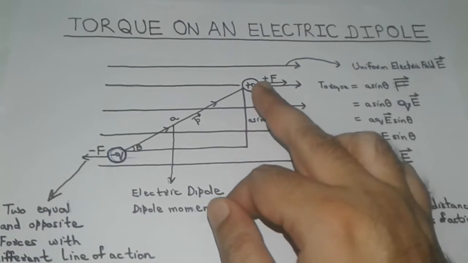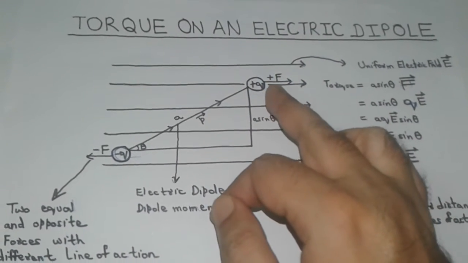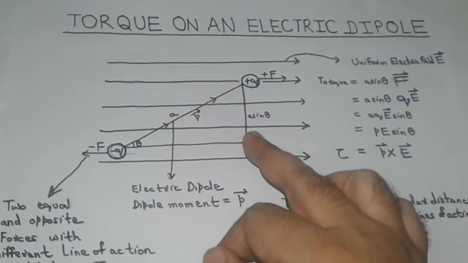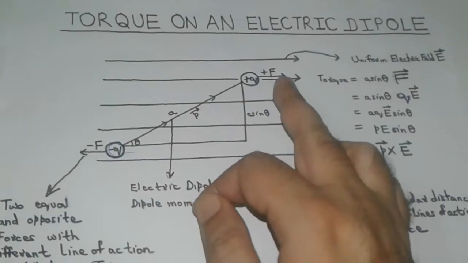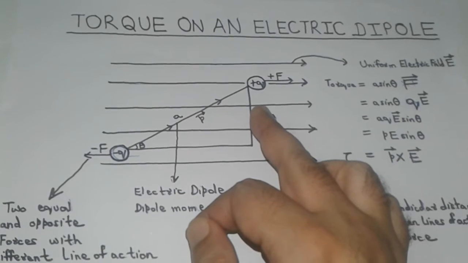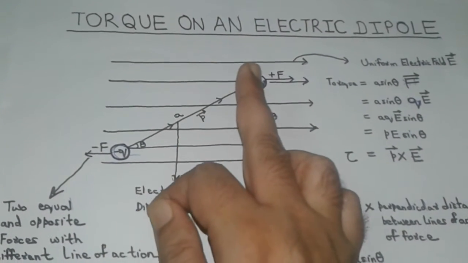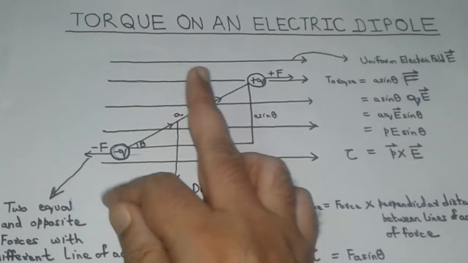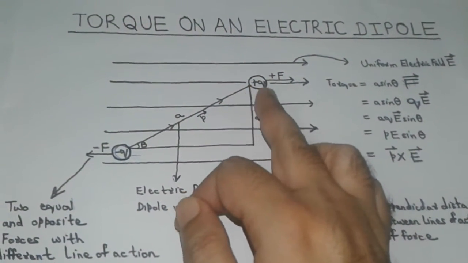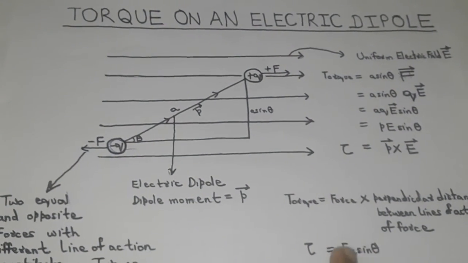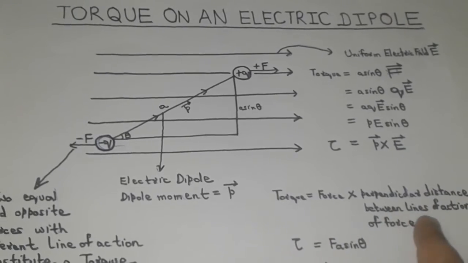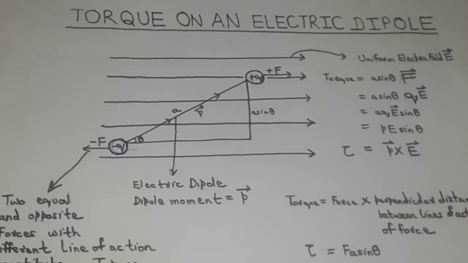The magnitude of this torque is equal to one of the forces times the perpendicular distance between the lines of action of the two forces. The torque will align the electric dipole in the direction of the uniform electric field, which is the most stable position. Hence, in the present case, the torque is given by force F multiplied by the perpendicular distance between the lines of action of the forces.